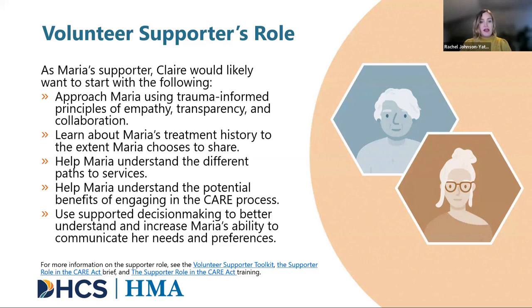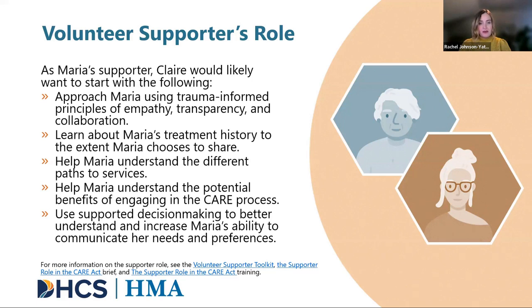A volunteer supporter likely hasn't been identified at the time where the county has attempted to engage Maria voluntarily in services. However, right around the time that voluntary engagement starts to take place, ideally, Maria will have identified a supporter. Maria or any other care participant will identify a supporter that they want to be working in partnership with them while they're involved in the care process. In Maria's case, she's chosen her cousin Claire to be her volunteer supporter. So let's think about how Claire could participate in the development of a care agreement or plan.